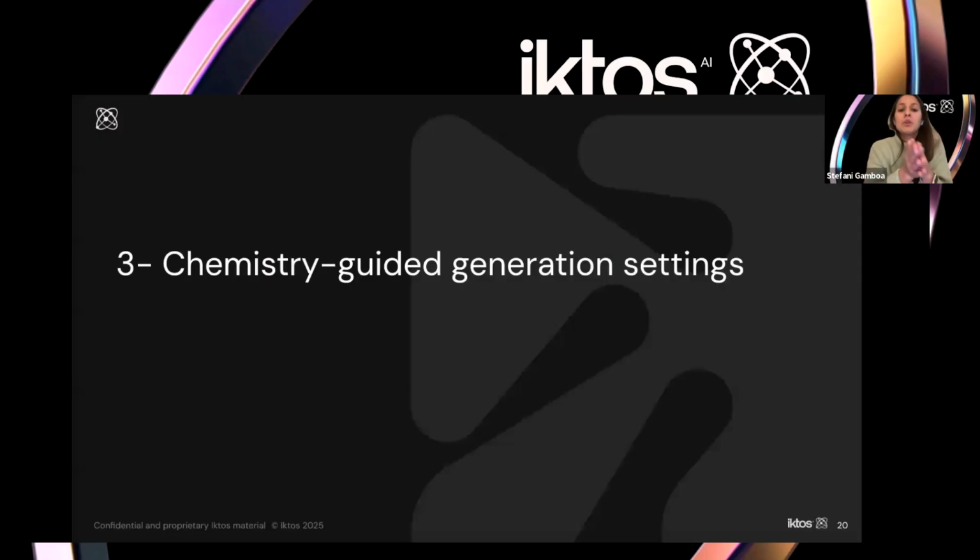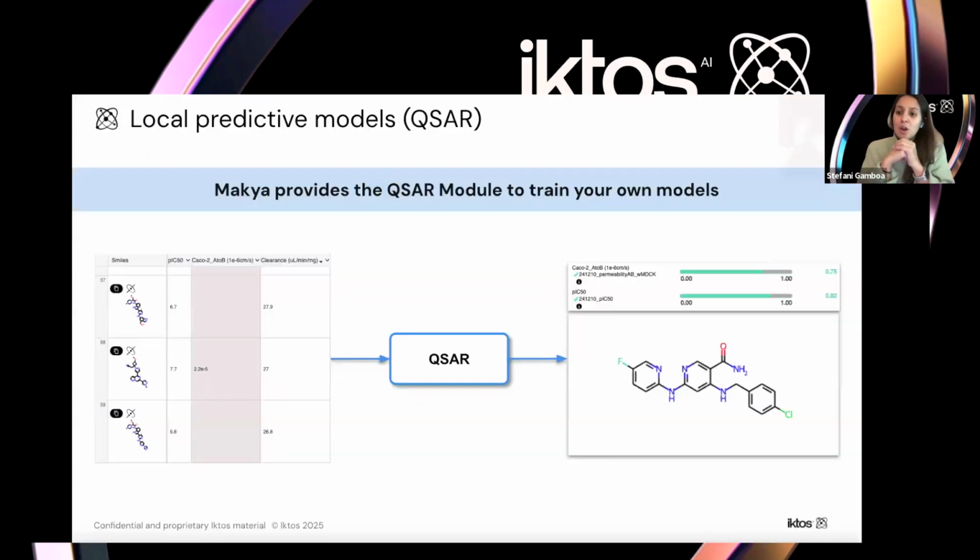So now that we have the constraints of our generation strategy, let's look at how we apply this workflow to design better molecules. The first step is the machine learning models. Makya allows you to integrate local predictive models as targets to optimize. These models can predict biological activity or ADMET properties depending on the dataset that you're working with. They will contribute to the optimization by providing a quantitative signal to the generators.